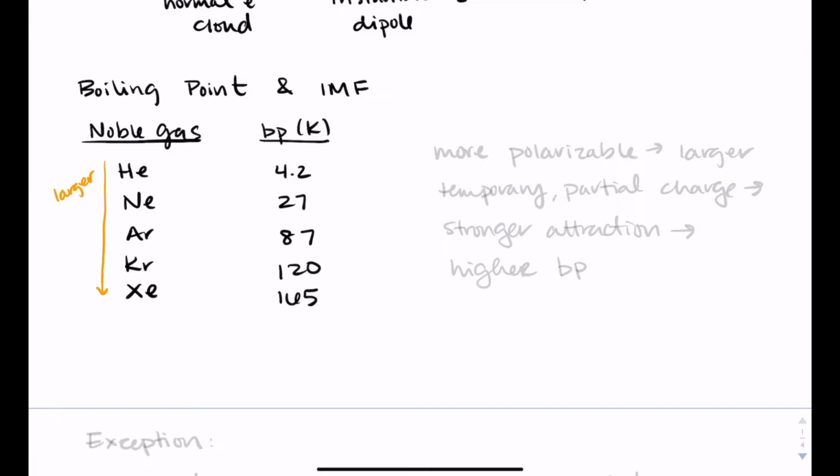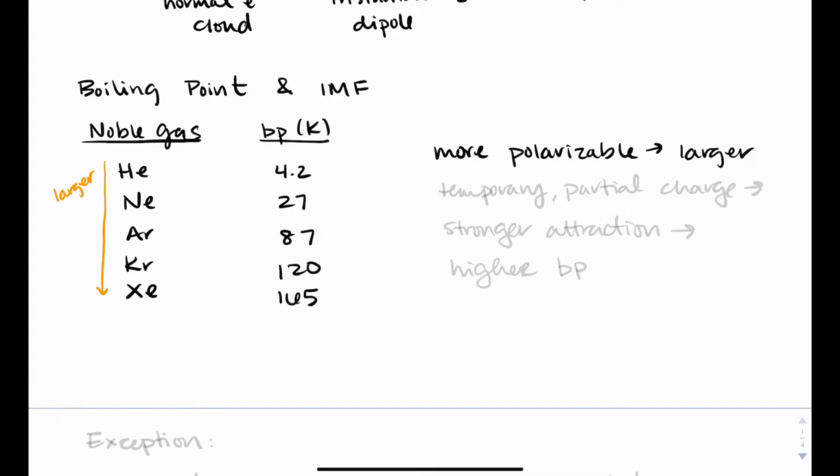Neon, a little bit bigger. That means the strength of the intermolecular force is stronger. The boiling point is 27. If we jump to krypton, we have a boiling point of 120, xenon 165.